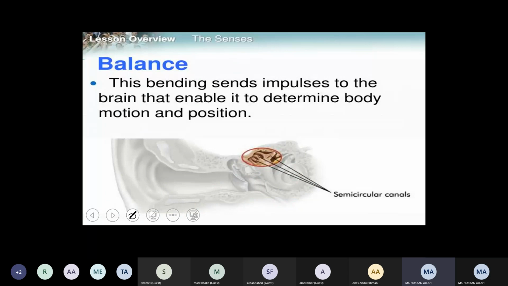So when you change the position of the head, the brain determines the position and balance of the body, right?